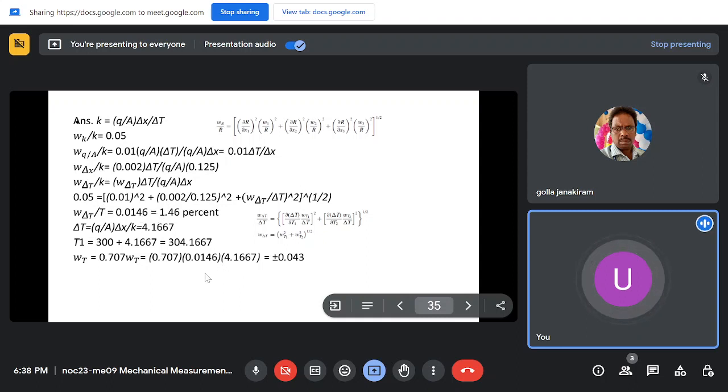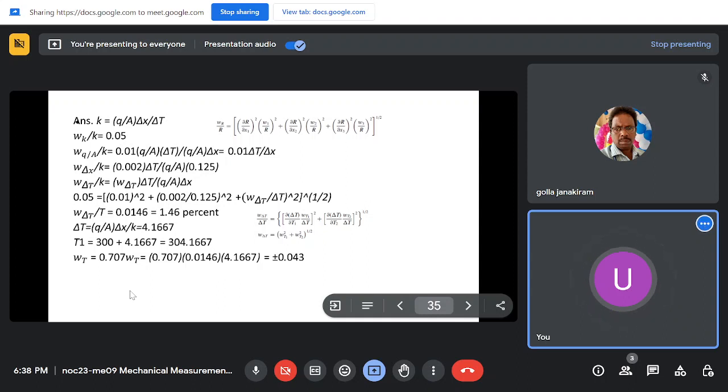So we substitute that, and we also know delta T is 4.1667. This is in percentage, so we multiply W delta T by delta T to get the uncertainty. So 0.707, which is 1 by root 2, into W delta T, 0.0146, into delta T, 4.1667, will come out to be plus or minus 0.043 Kelvin. So this is the uncertainty in temperature.